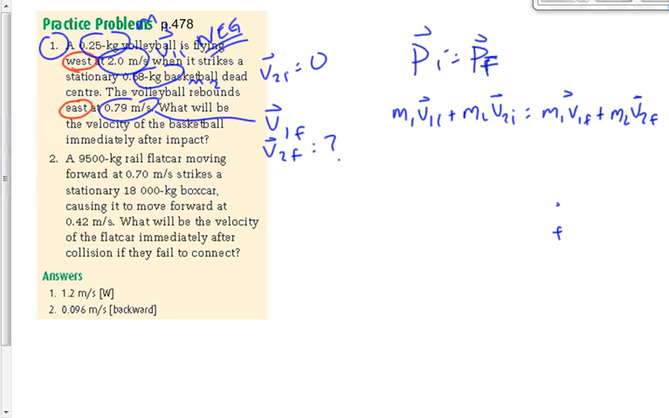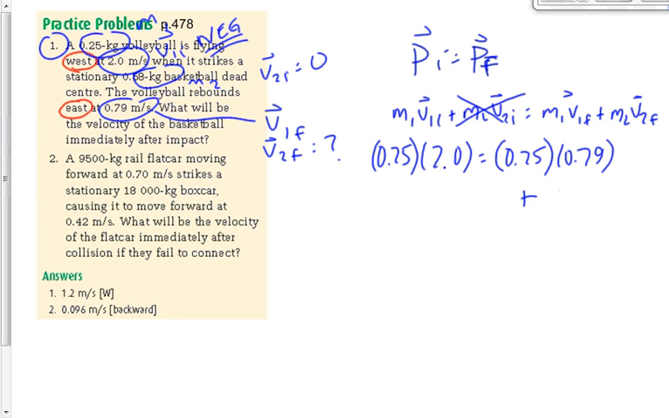All right, let's plug in some numbers here. 0.25 times V1I, which is 2 meters per second. And this is stationary. Somebody said we can get rid of that when one of the velocities is zero, right? So I'm just going to scratch that out. I won't even bother putting that term in there. M1 is 0.25 again, times V1F is 0.79, plus mass 2, which is 0.58. I think that was 0.58. Yep. Times V2F. Is this right?